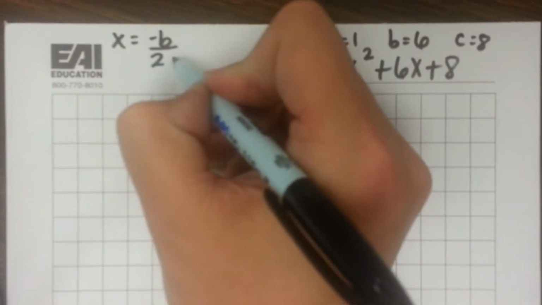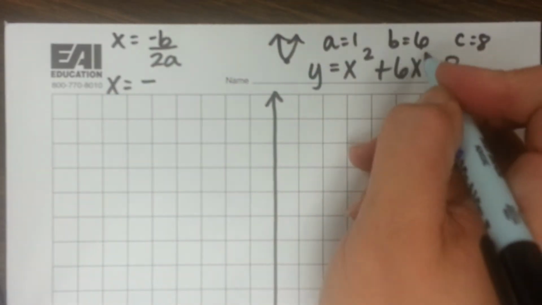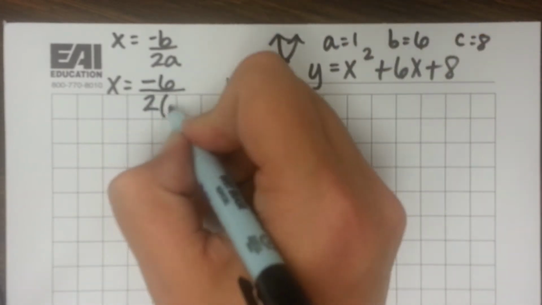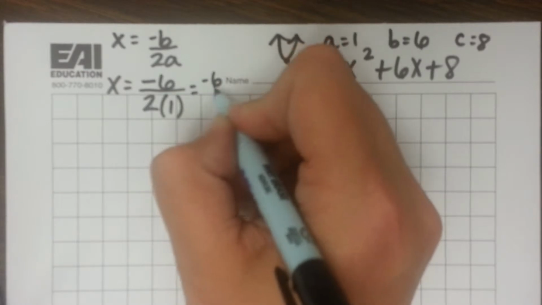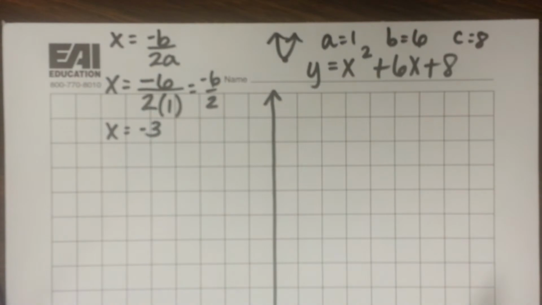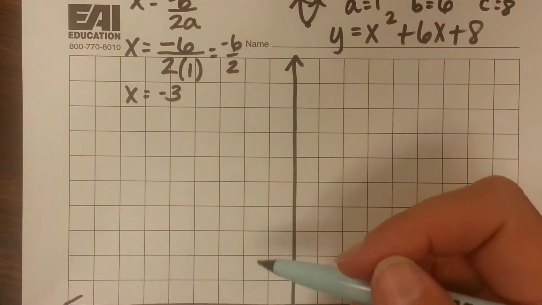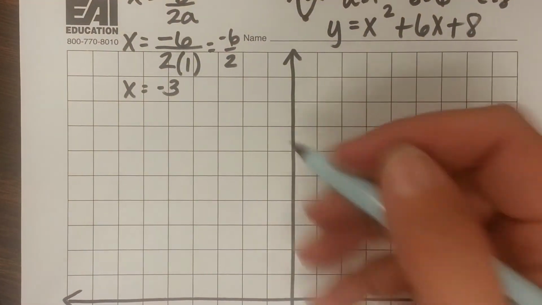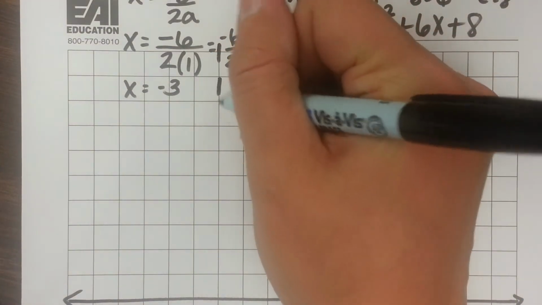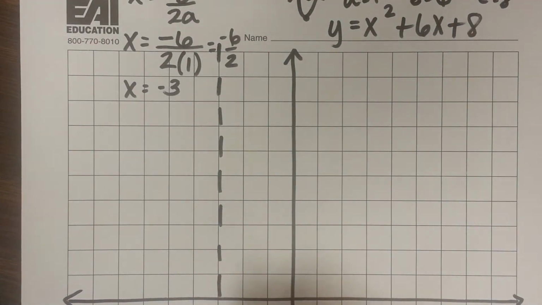So if I wanted to find my axis of symmetry, I would use my x equals negative b over 2a formula. So I have x equals negative, and our b was 6, over 2 times a, our a is 1. So I have negative 6 over 2, which reduces to negative 3. So x equals negative 3. On this one, the axis of symmetry is at x equals negative 3. So we're going to draw an imaginary line at negative 3.